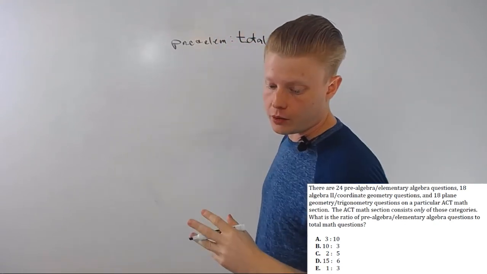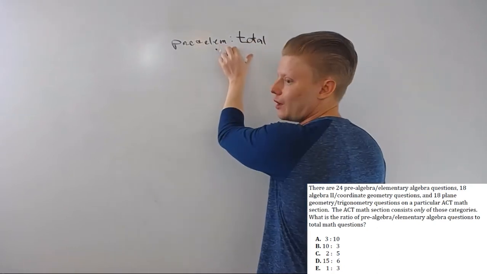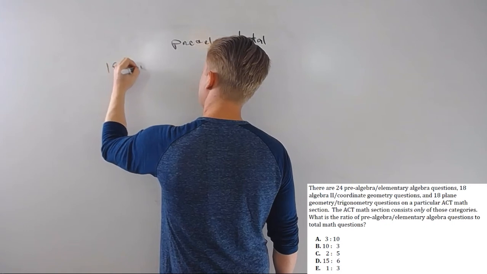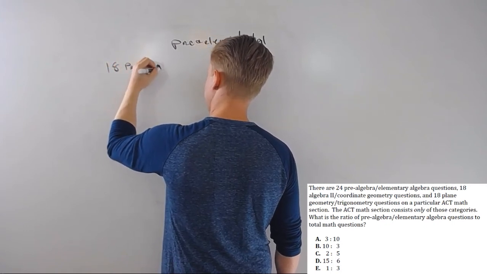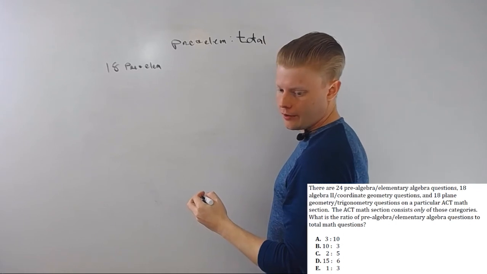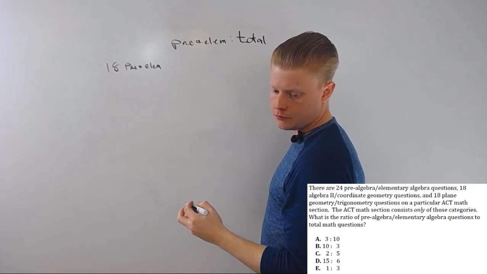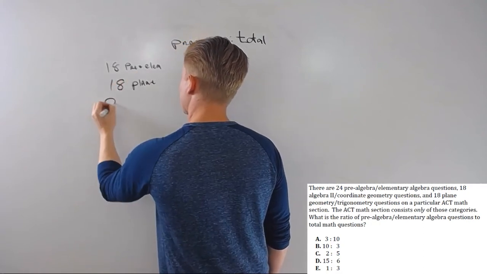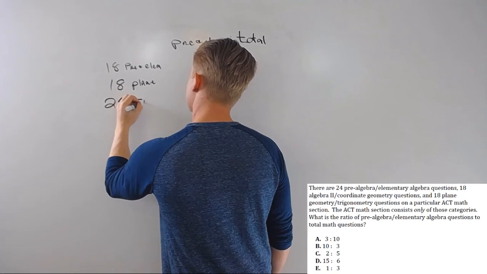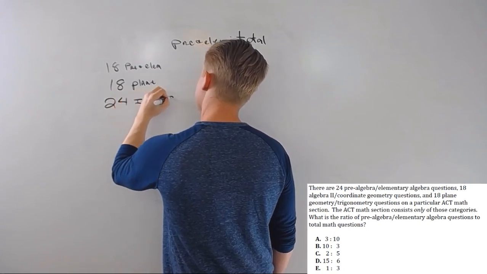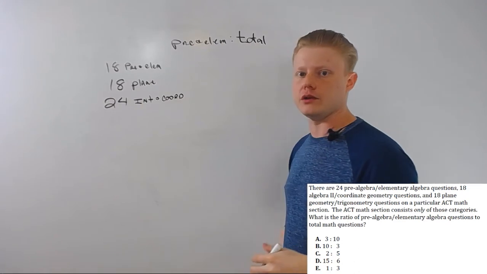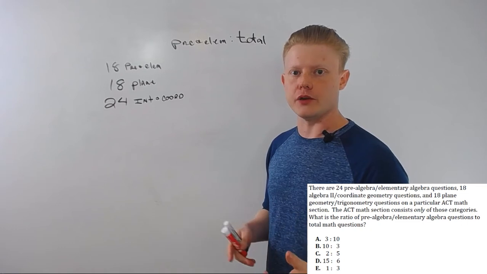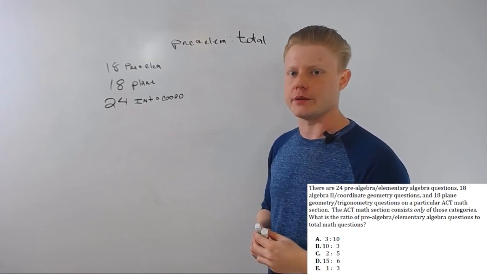Okay. So there are three categories. I need total. I'm not given total. I've got 18 pre-algebra and elementary algebra. I've got 18 plane geometry and trig. And I've got 24 intermediate algebra and coordinate geometry. By the way, these used to be real numbers based on the way the ACT used to score report. The new score reports are a little bit different.